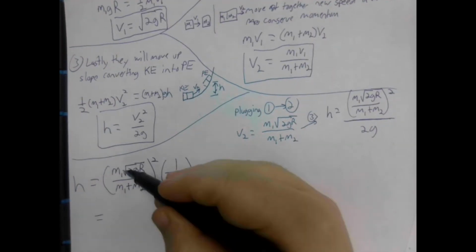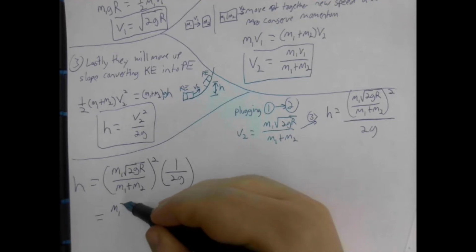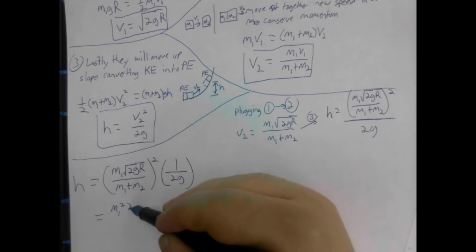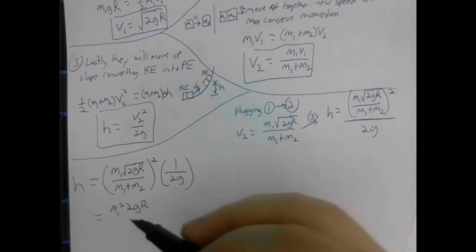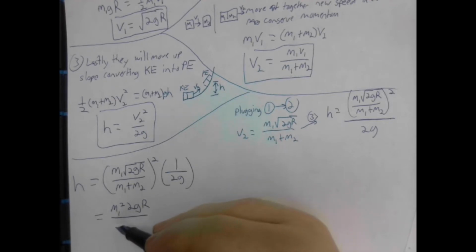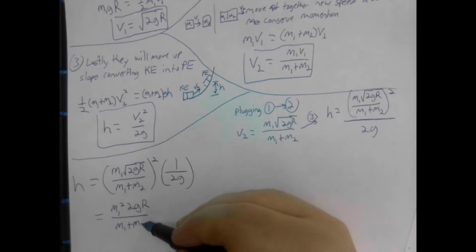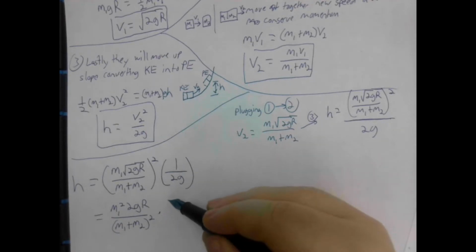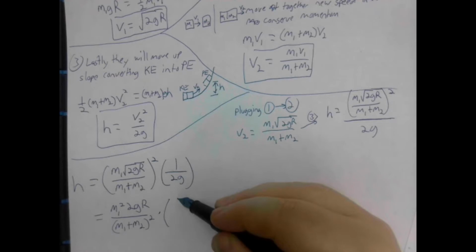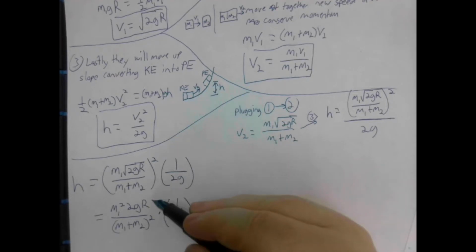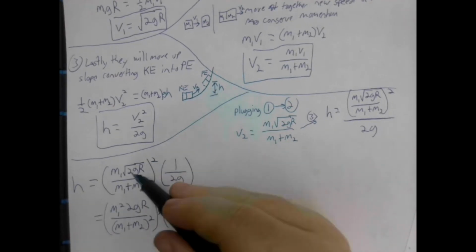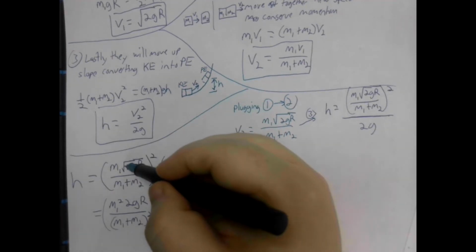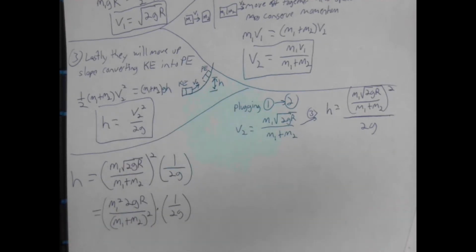So distributing this would be mass 1 squared. Square root squared cancels out, giving us 2gr divided by m1 plus m2 squared. And this is times 1 over 2g. So all I did was distribute this square. Because it's m1 times this being multiplied, it distributes like that.